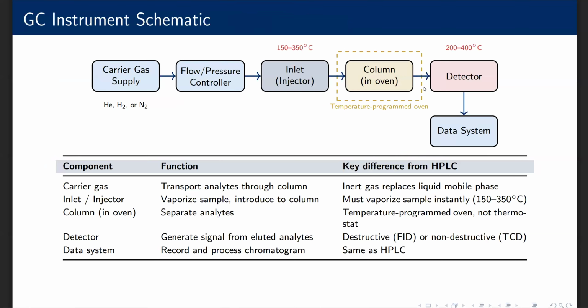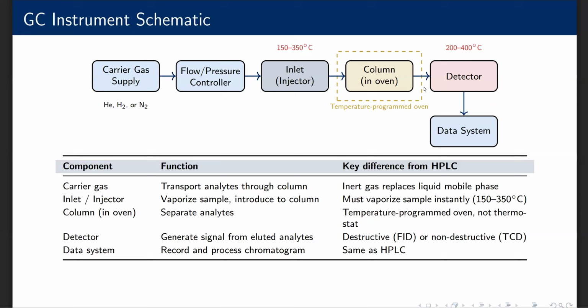The GC instrument flow path is simpler than HPLC in some ways. No high-pressure pump, no degasser, no complex solvent mixing. The carrier gas flows from a pressurized cylinder through a flow controller into the inlet. The inlet vaporizes the liquid sample instantaneously at high temperature and sweeps it onto the column.